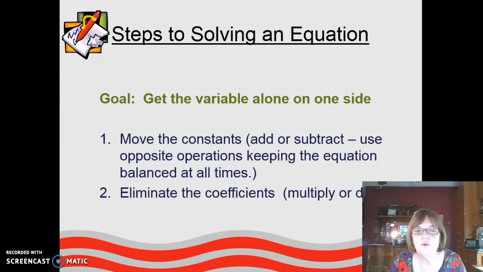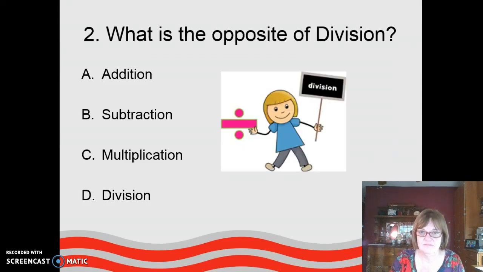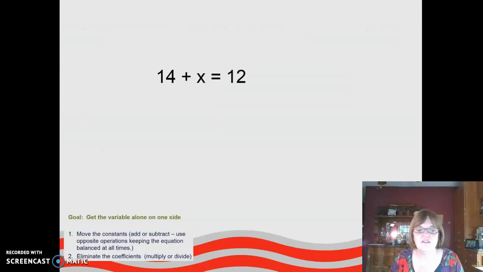Before we start doing this stuff, answer this for me. What is the opposite operation of addition? What's the opposite of adding? Okay, hopefully you knew that the opposite of adding was subtracting. So what is the opposite of division? Okay, hopefully you also realize that the opposite of dividing is multiplying. So that's what we're going to use a lot of. We're going to be oppositional in what we're doing.